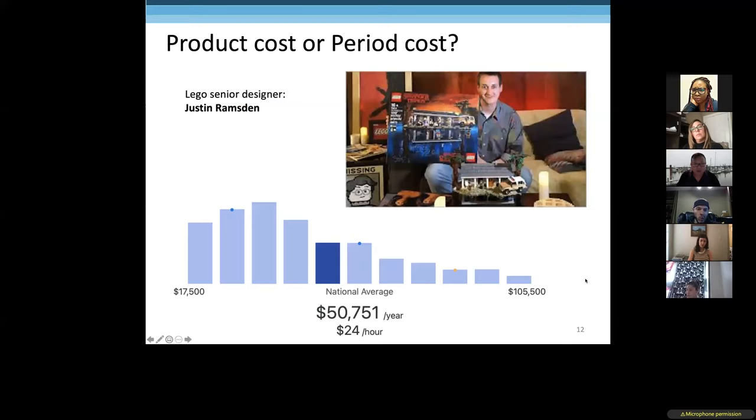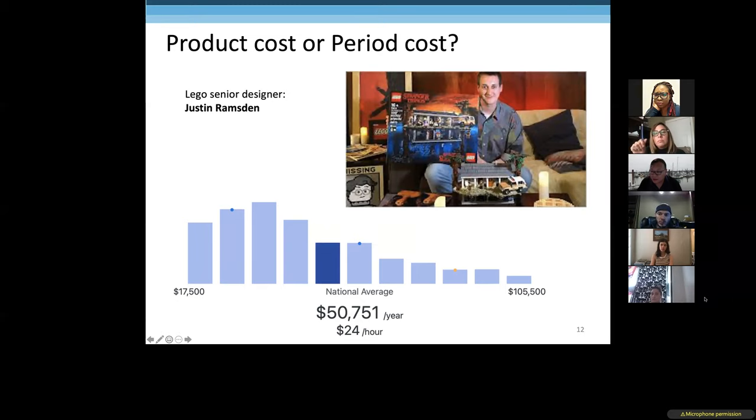Okay. So what about this guy? This is the Lego senior designer, Justin. Okay. So on average, the pay is $50,000 a year to the Lego designer, okay? On average, that's how much they were paid. So is this cost a product cost or period cost? Would it still technically be a period cost because it's not directly related to the product being created, it's just him designing the product to go into manufacturing?